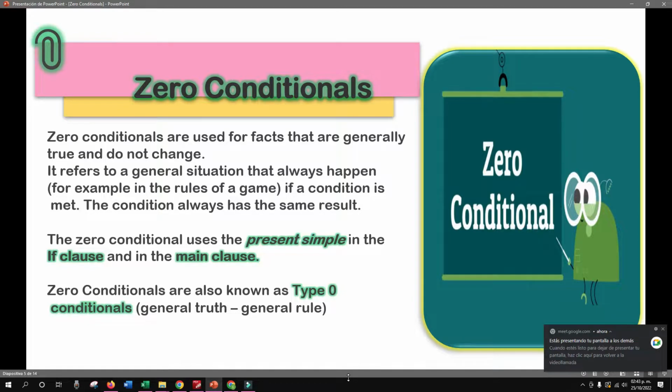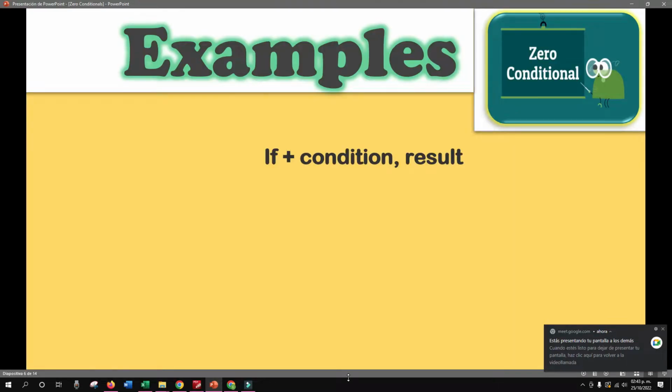So, examples. If plus condition, result, right? If you leave ice in the sun, it melts.